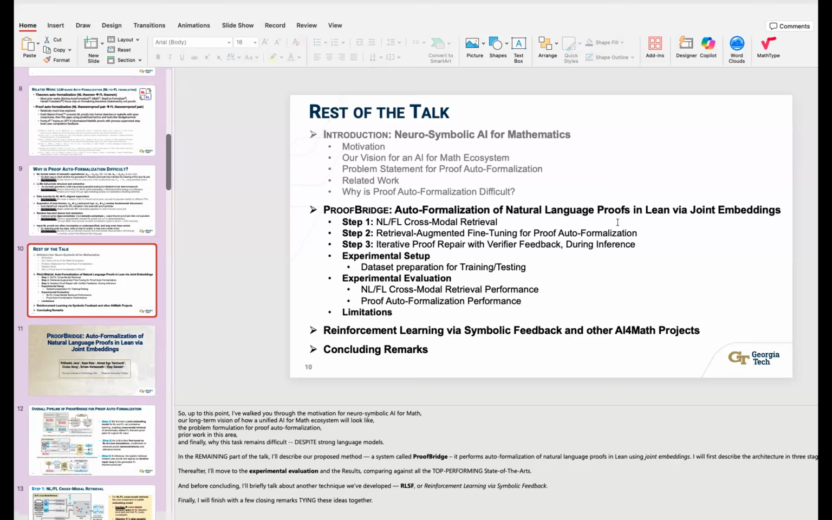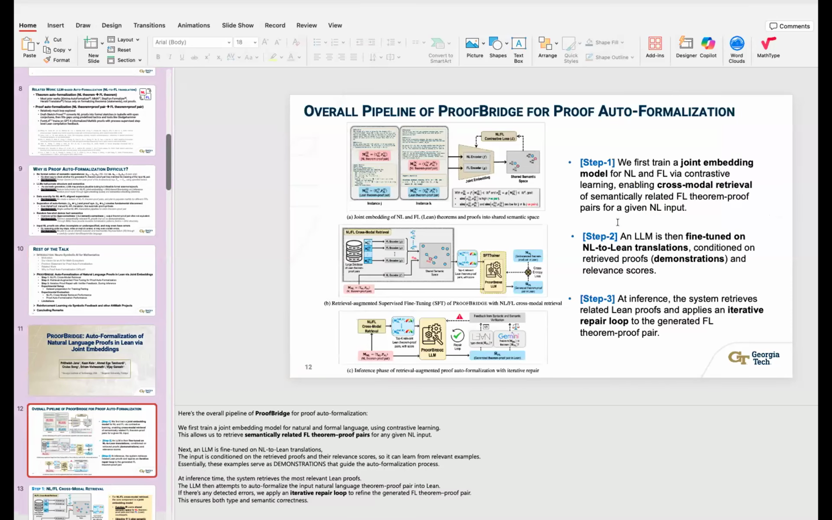Okay. So once we have accepted this premise, I think the rest of the talk is easy. It's mostly details, but of course extremely important, but I think you already got the basic idea. So the overall pipeline of the ProofBridge tool, it's a 3-step tool.